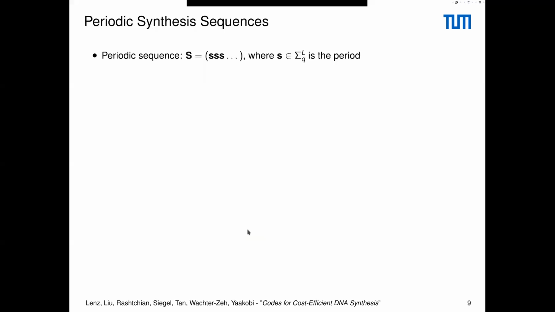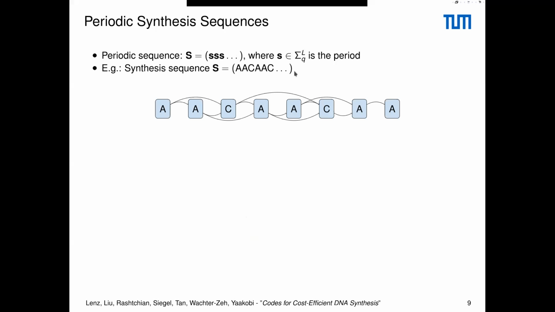All right, so let's talk a little bit more about periodic sequences and our asymptotic results. So what is a periodic sequence? It's just a sequence which you can write as the concatenation of some smaller sequence S, where S is the period of the supersequence of the whole sequence S, and L is the length of the period. All right, so for example, if you look at the synthesis sequence AAC, which looks like this and has the corresponding synthesis graph like this, then the period would be AAC in this case.